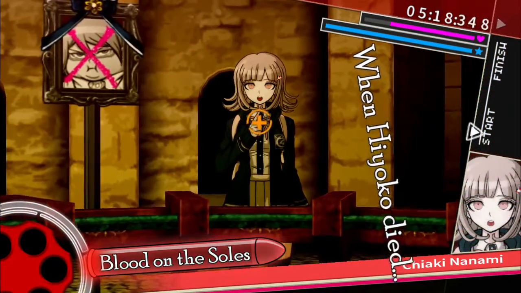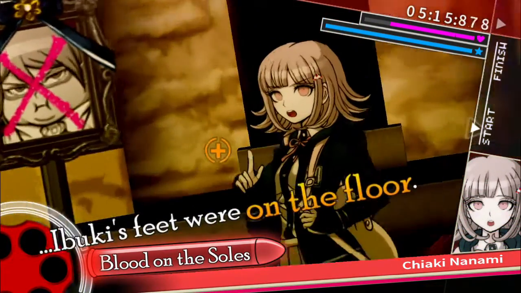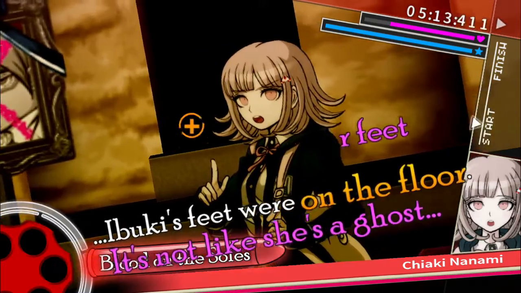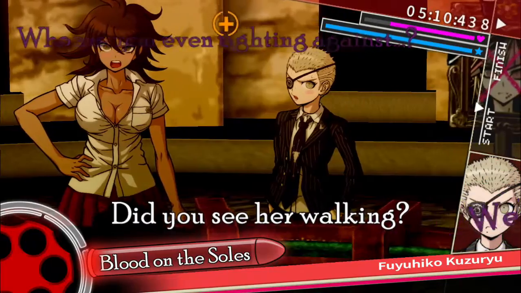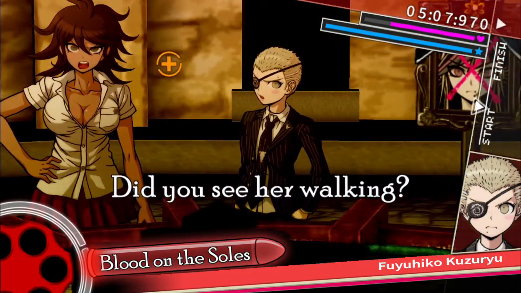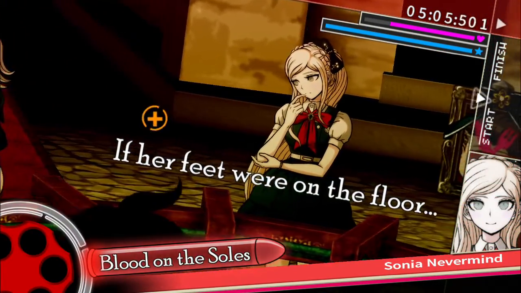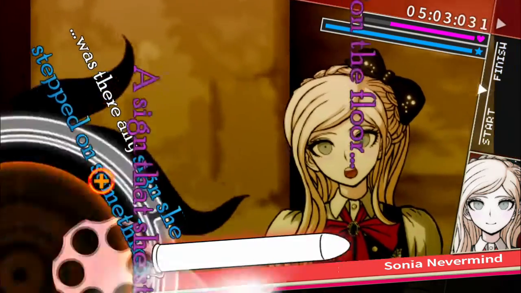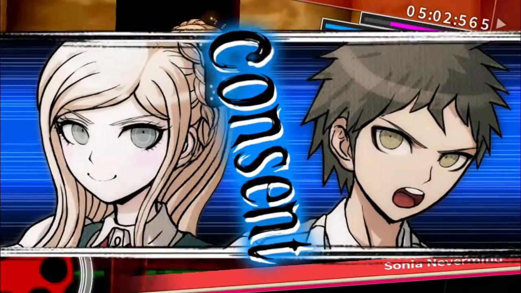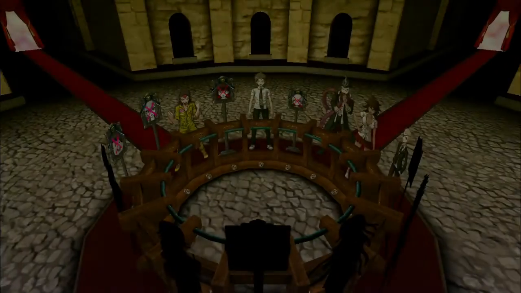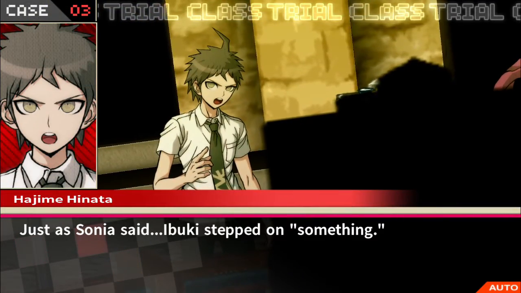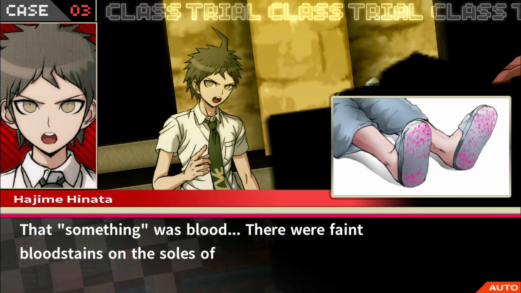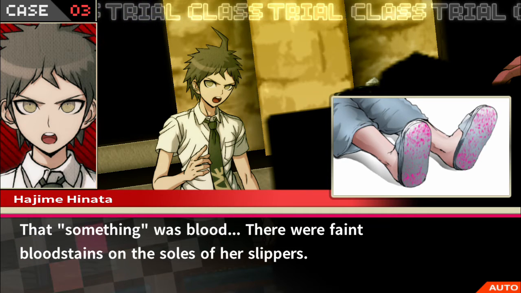When Hiyoko died, Ibuki's feet were on the floor. I am telling you to present your evidence! Did you see her walking? If her feet were on the floor, was there any sign she stepped on something? I agree with that. That was the word I was looking for. Just as Sonia said, Ibuki stepped on something. That something was blood. There were faint blood stains on the soles of her slippers.